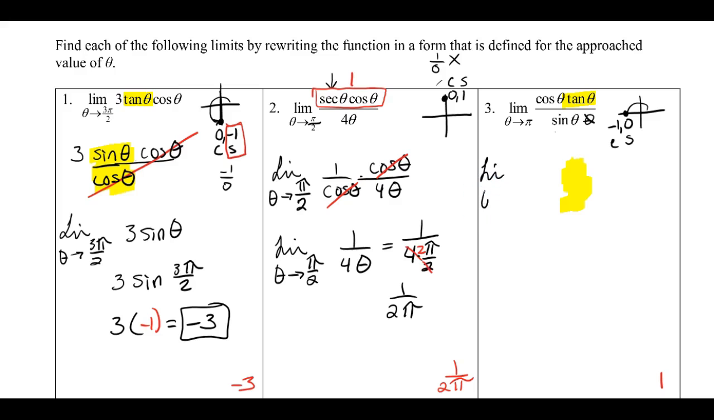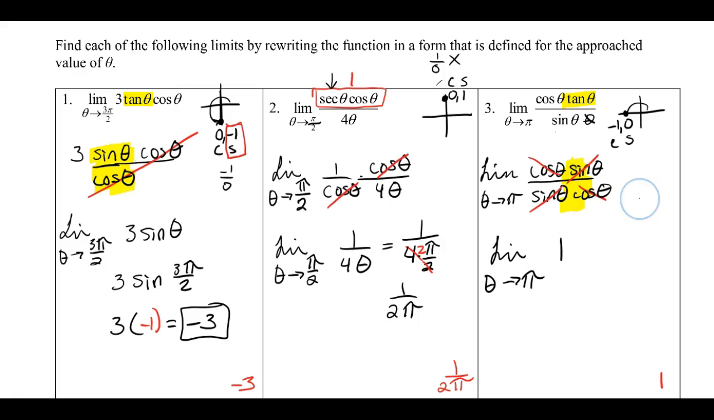Which gives me the limit as theta approaches pi of cosine theta times sine theta over sine theta times cosine theta. This one's lovely. Cosines cancel, sines cancel, and that gives me the limit as theta approaches pi of 1. Anything divided by itself is 1. Now what is 1 as theta approaches pi? Well, if you have an apple, what happens to it when all strawberries become cherries? You still have an apple. So this just equals 1.